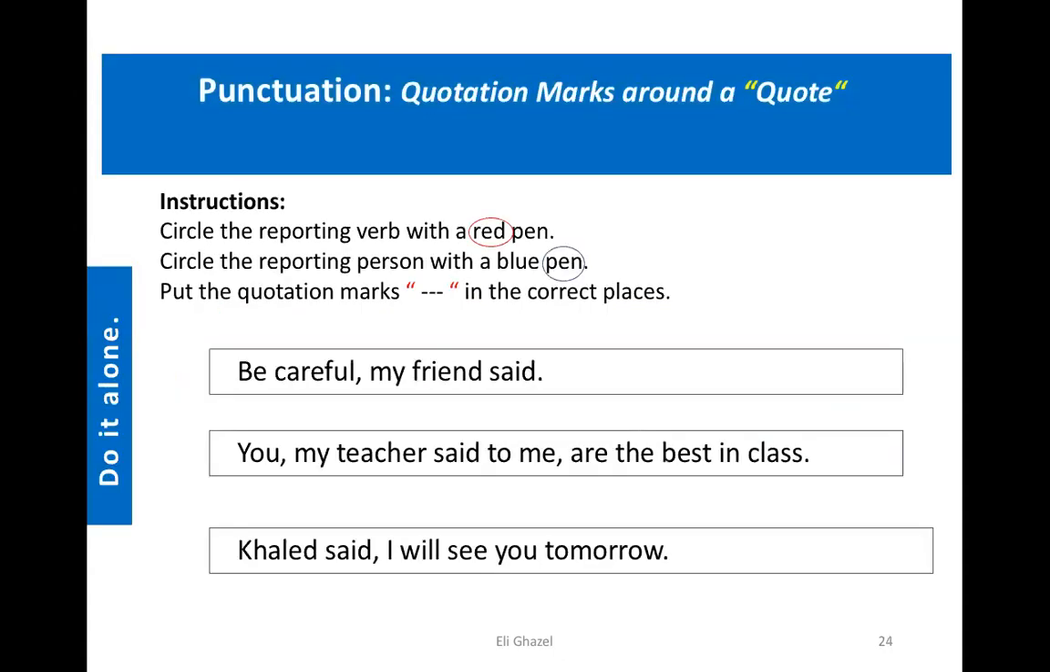Again, we're going to ask the student to do it. Now notice how we're building up. We go back to reporting verb, reporting person, but now we say add the quotation marks. So what must the student do? The student needs to find the reporting person, circle in blue, the reporting verb, circle with a red pen, and then put quotation marks around the exact words in the right places.